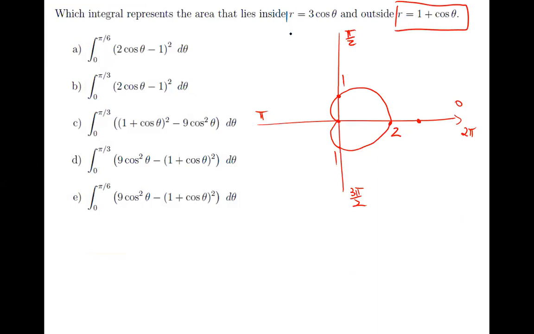Oh, I can't box it. 3 times cosine theta. That means this is just a circle with the diameter 3. Right? Somebody said this before. Oh, I can use this as a 3. Okay. Not perfect, but we know what we're doing. And where is my yellow pen?